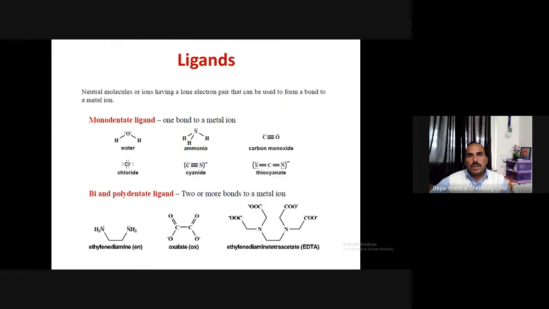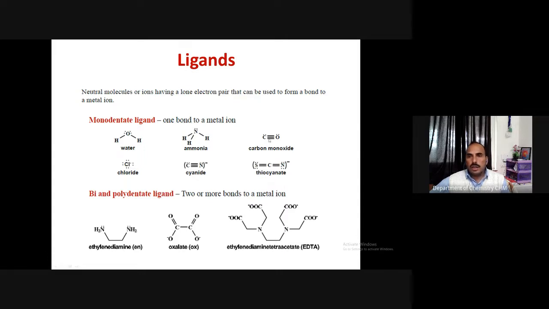I'm sure that you know what a ligand is. Ligands are nothing but neutral molecules or ions having a lone electron pair that can be used to form a bond with a metal ion. That is the simplest definition that we can give for a ligand. Monodentate ligands are the ones which can form only one bond with a metal.